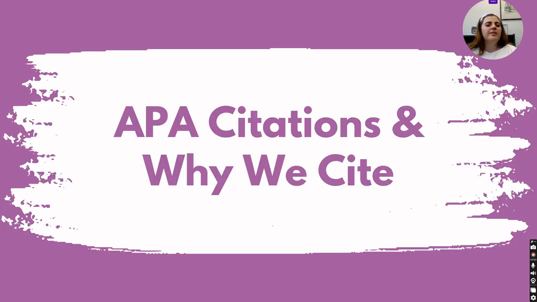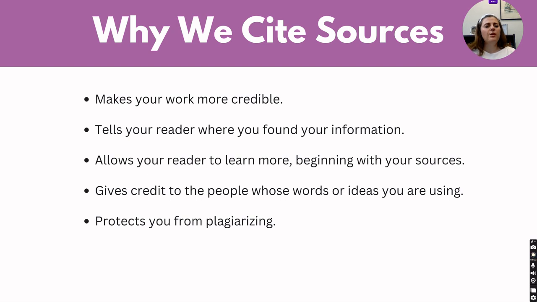So APA citations and why do we cite? So why do we cite sources? First, it makes your work credible. It also tells the reader where you found your information. It gives them a blueprint and a map to trace back your arguments to that original source. It allows your reader to learn more, beginning with your sources, and it gives credit to the people whose words or ideas you're using. Finally, it also protects you from plagiarizing, both inadvertently and going in there thinking, I'm just going to take it and hope for the best. So by citing the sources, you are giving the credit, and you are showing how you searched and that path going through.